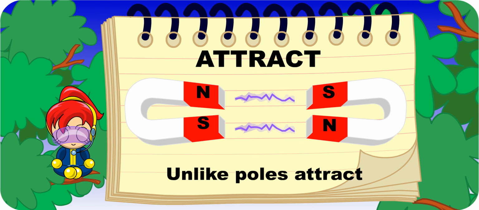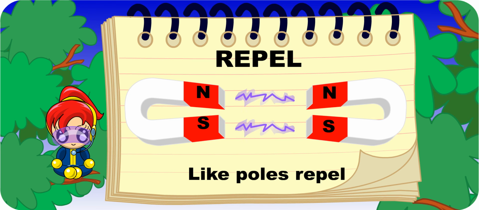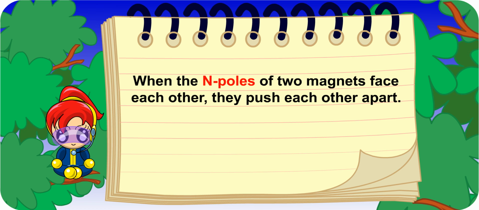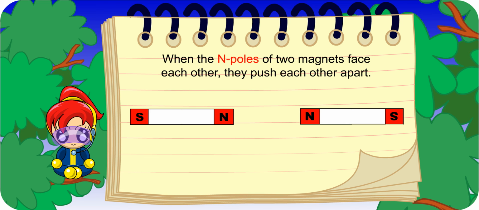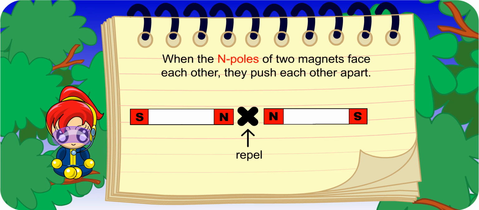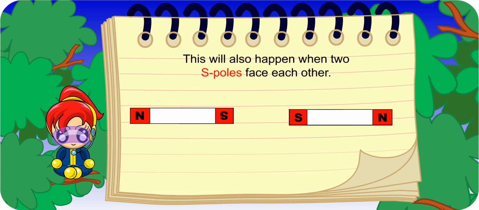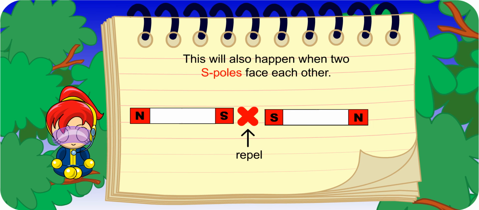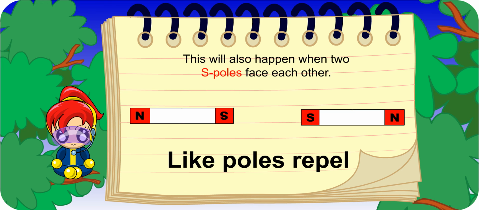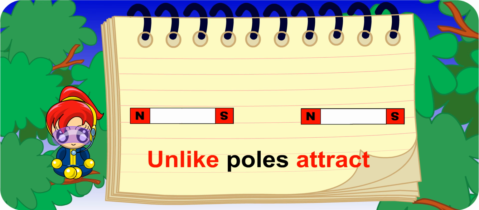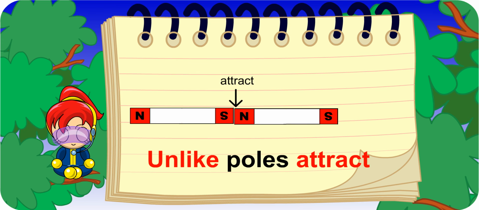Do you know that magnets interact in an interesting way? Sometimes a magnet pulls the other magnet towards it, and sometimes it will push it away. This action depends on the poles of the magnet that are facing each other. When the end poles of two magnets face each other, they push each other apart. This will also happen when two S poles face each other. We say that like poles repel. When the N pole is brought to face the S pole, they attract each other. We say that unlike poles attract.